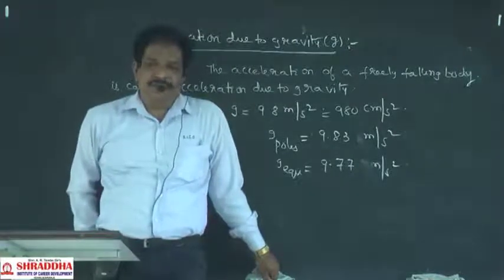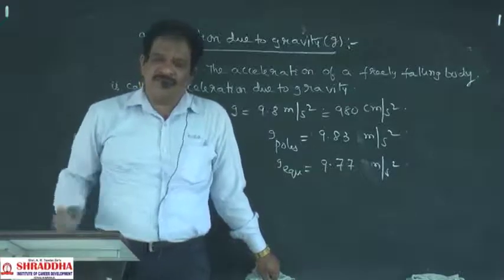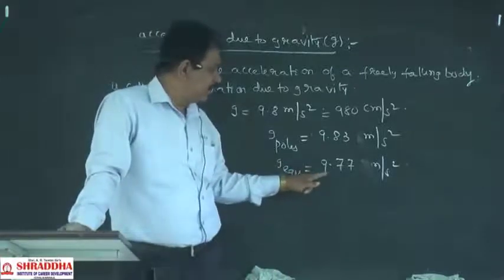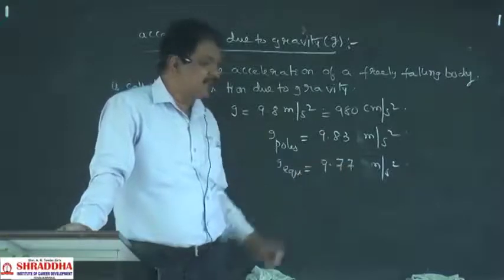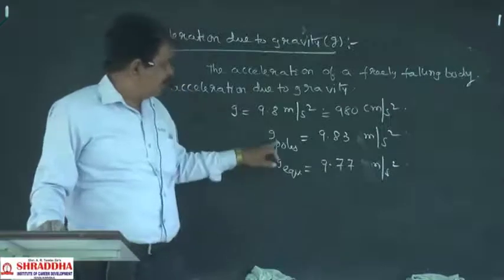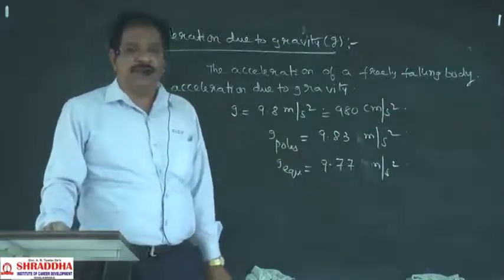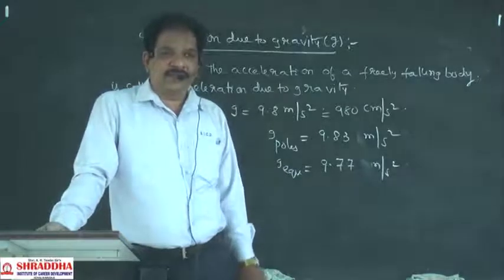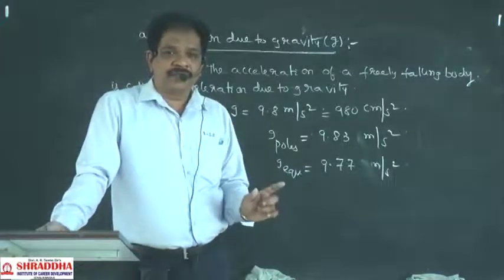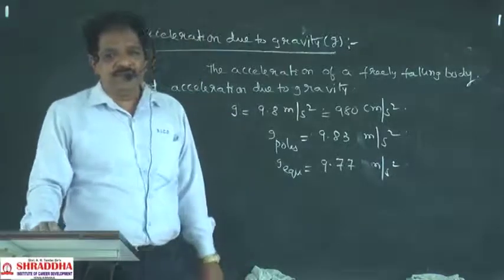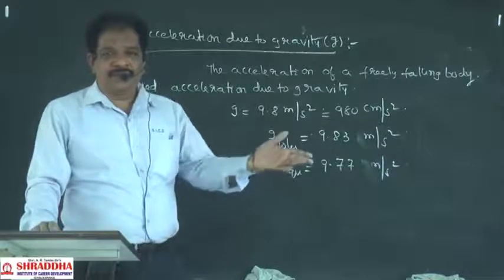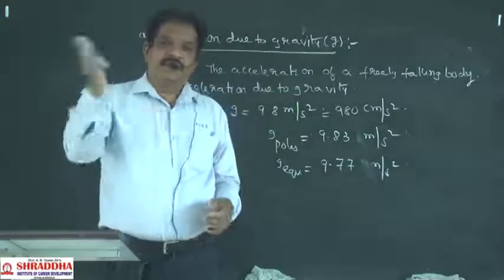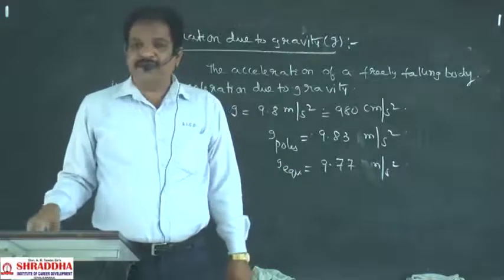Clear? So, g value is maximum at the poles. Slight variation, not too much. And g value will be minimum at the equator. Those values are 9.77 meter per second square at the equator, and at the poles g value will be 9.83 meter per second square. At a given place, g value is constant. In Kolhapur district, g value remains the same. If you go to another district, Ratnagiri, a small change may be observed. Kolhapur and Ratnagiri are side by side.